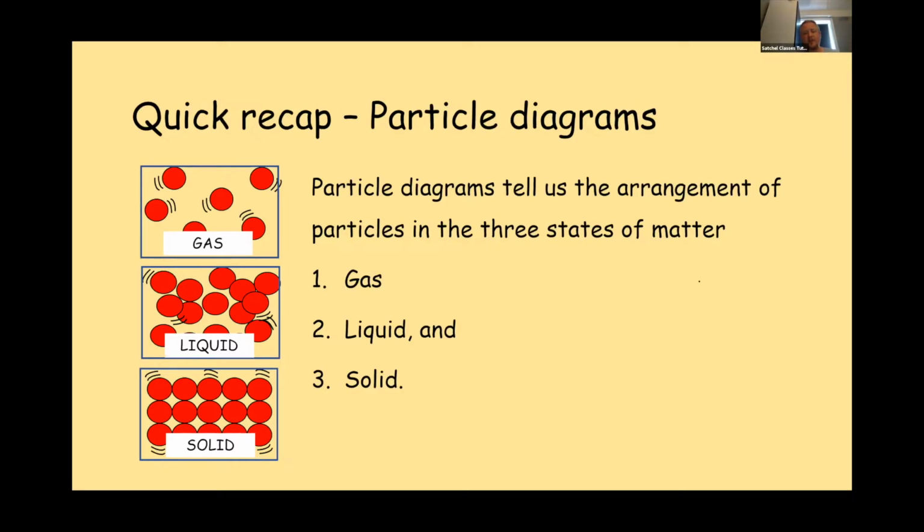And then the third box is solid. The solid particles are in what we call a regular arrangement. They're not random, they're lined up in rows, a bit like pupils going outside for a fire drill lined up by class and form. Those particles cannot move around each other, but what they can do is vibrate in fixed positions.